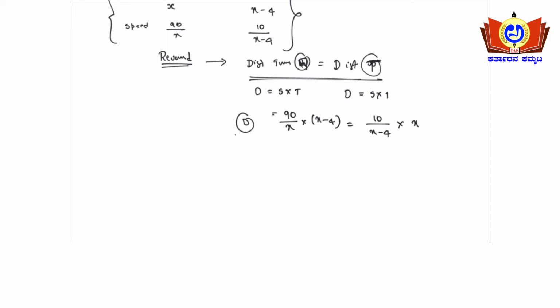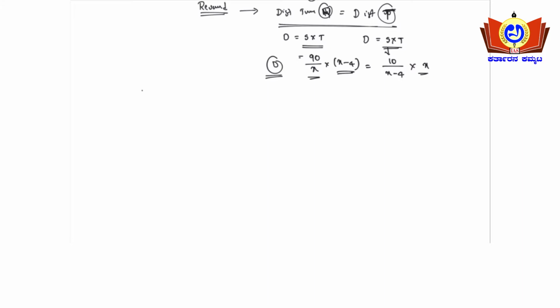When distances are equal, we equate speed and time on both sides. Speed while walking times the reversed time, x minus 4, equals the speed while riding the tonga times the reversed time, x. We will be solving this equation. So 90 by x into x minus 4 will be equal to 10 upon x minus 4 into x. That is, 90 into x minus 4 upon x will be equal to 10x by x minus 4.